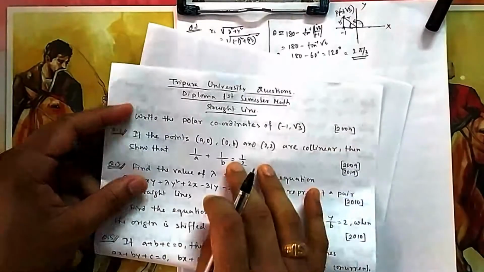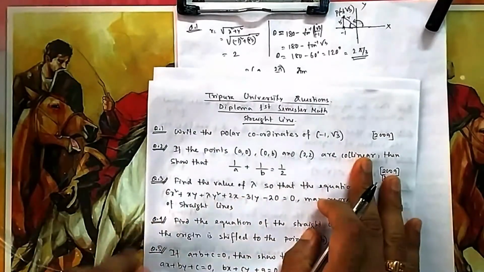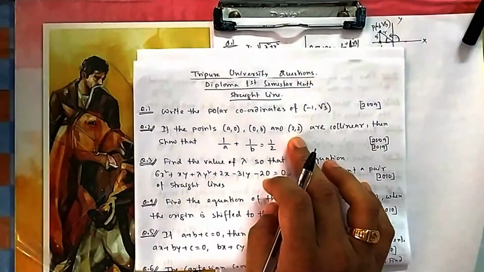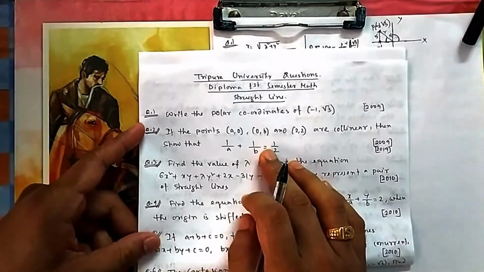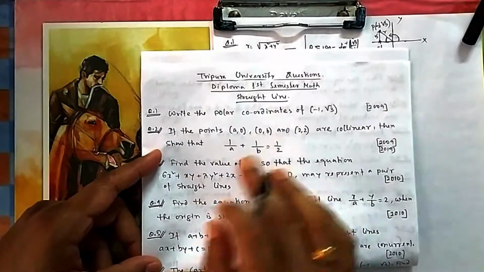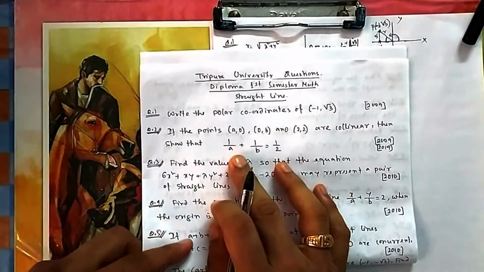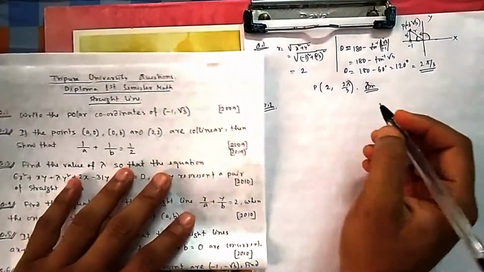Next is number 2. The points are collinear, then show that this is equal to half. So collinear means I have already shown you in the theory. I will give you a link to that theory. You can check it out in the first or second lecture in basic level. So these are collinear means they are on the same line. Same line means the area of the triangle will be 0. So area of the triangle will be 0. You can remember it with that formula also, the long formula, or you can use a determinant also.